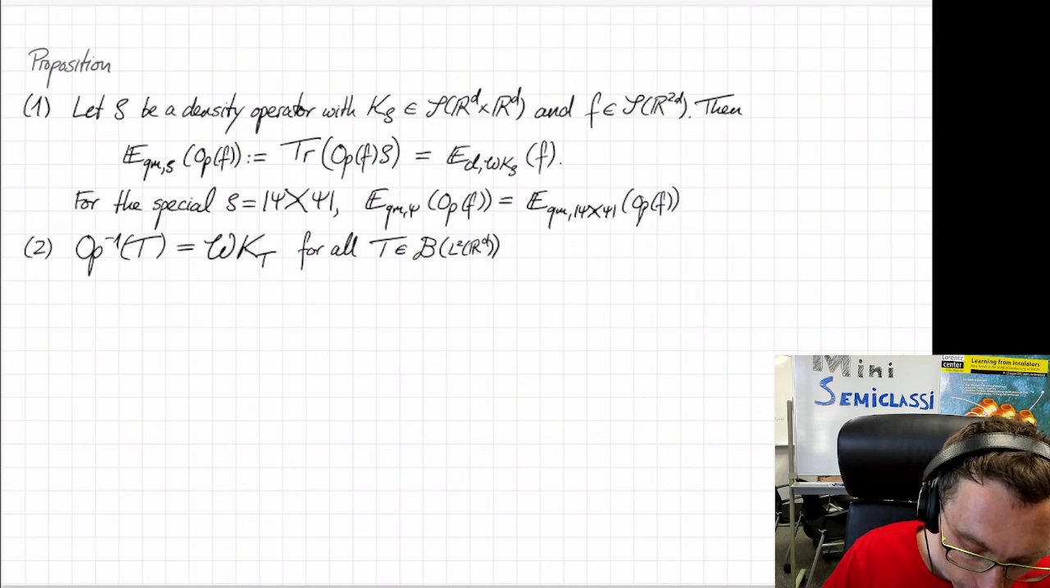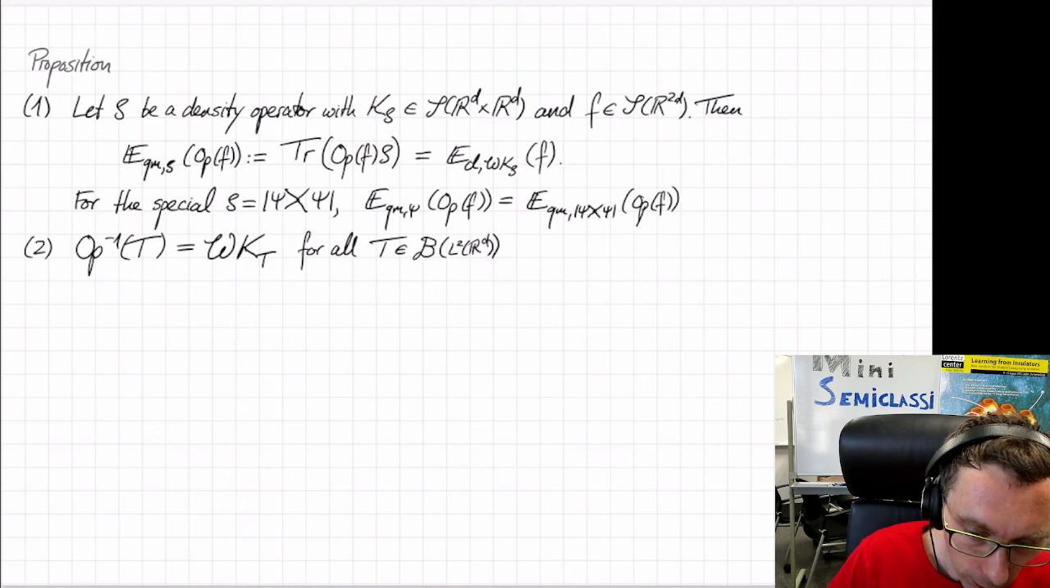All right, that's all I wanted to say about the Wigner transform. Next up, we're going to introduce magnetic fields.